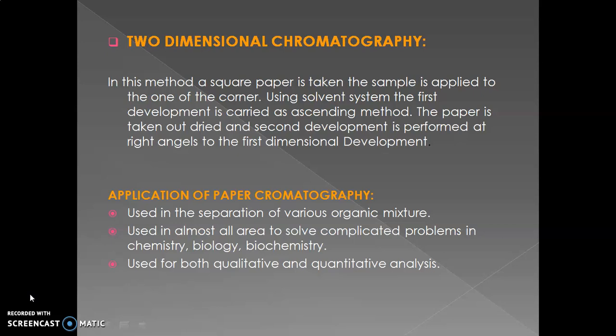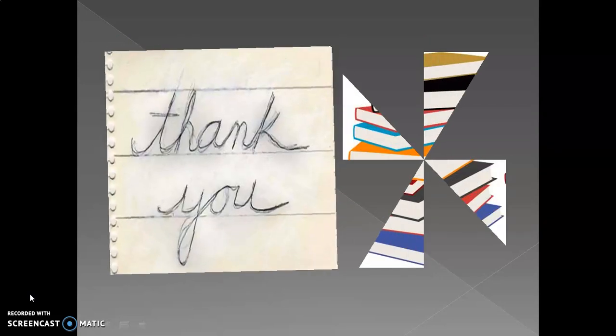Next is application of paper chromatography. What are the different applications? It is used for separation of organic mixtures. It can also be used in almost all areas to solve complicated problems in chemistry, biology, or biochemistry. And very rarely it is used for qualitative and quantitative analysis. So all these are the applications of paper chromatography.